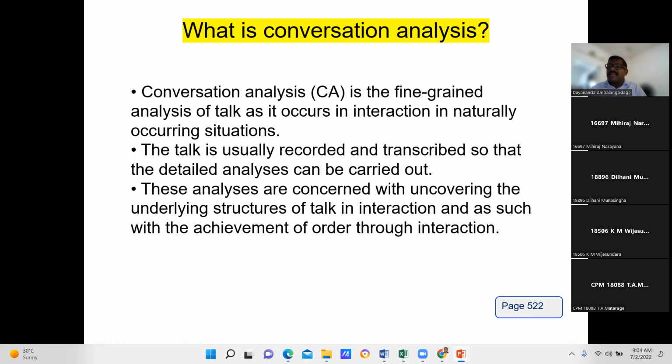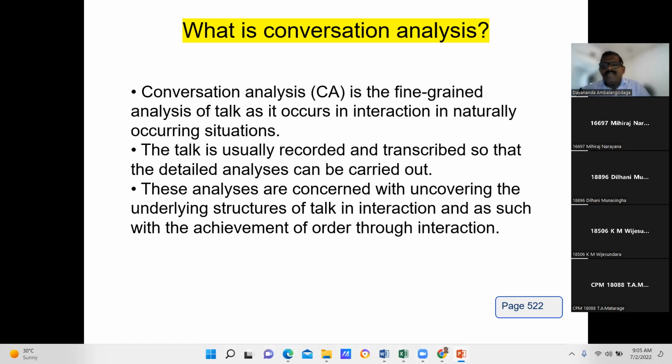So if you study this recent COPE incidents, Ferdinand, how he really presented the idea in front of the COPE committee, the Adani company electricity story, it's a good case to study language. The talk is usually recorded and transcribed. To do the conversation analysis, what we have to do is record the conversation and transcribe it so that detailed analysis can be carried out.